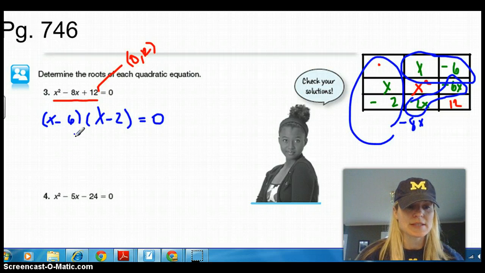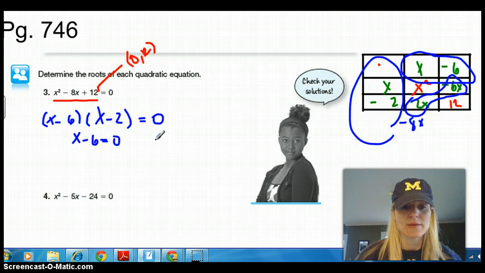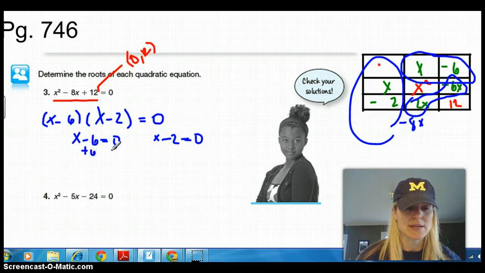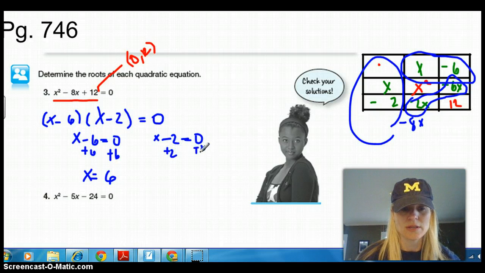So we take each set and separately set it equal to 0. So we take x minus 6 equals 0. And then we take x minus 2 and set it equal to 0. And then again, you would just solve. So we add 6 here, and we add 6 here. And so we know x is equal to 6. And then to solve for x here, we would add 2 and add 2 here. And so that would tell me that x equals 2. So there we know that our roots are going to be at 6 and 0 and 2 and 0.